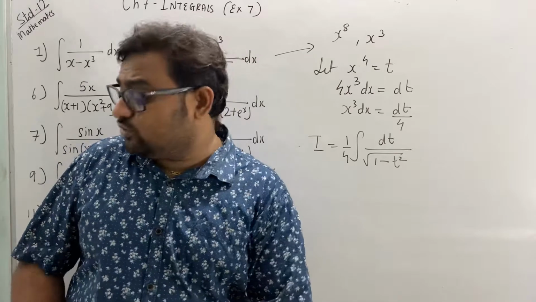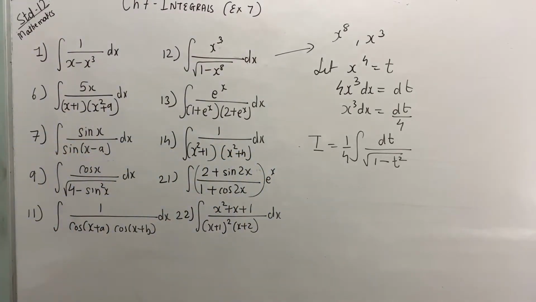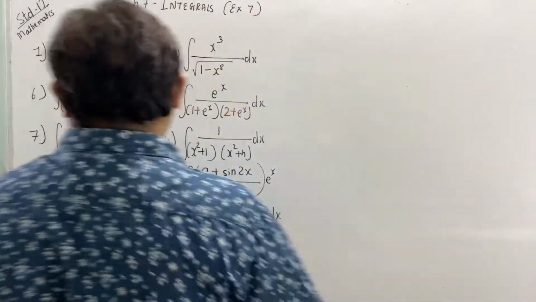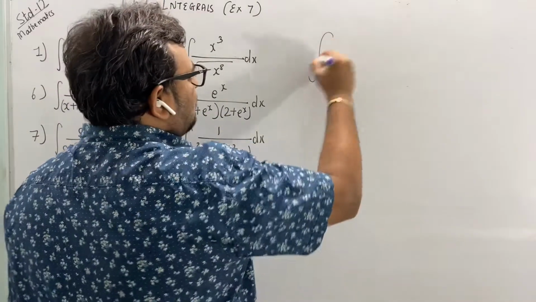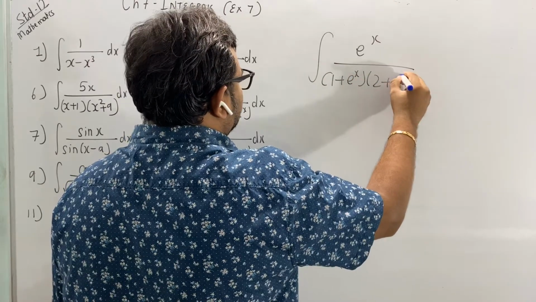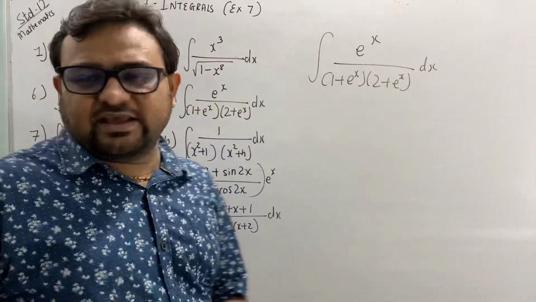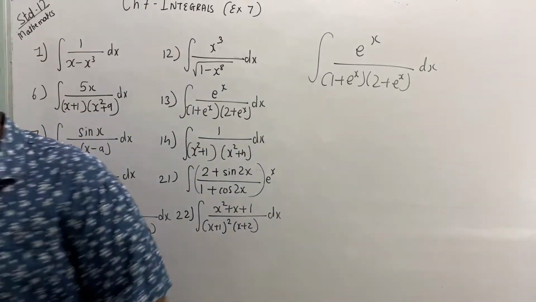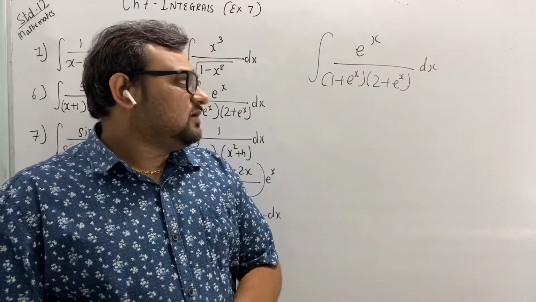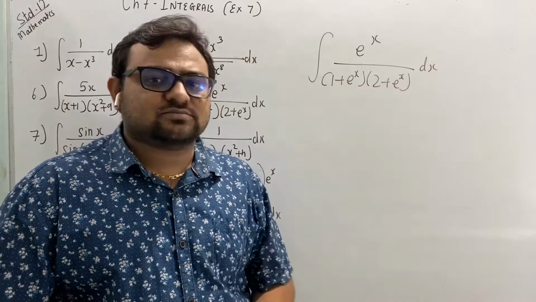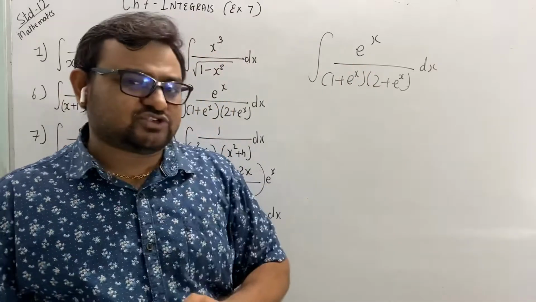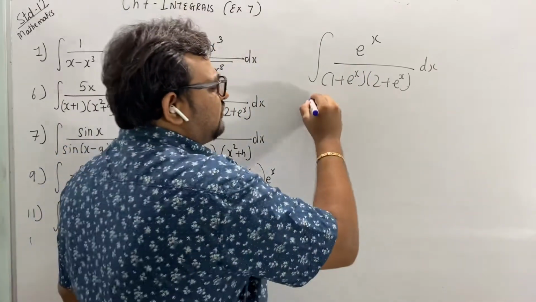Now let's move to the next sum. Next, question number 13. Integration of e raised to x upon 1 plus e raised to x, 2 plus e raised to x dx. Okay, so see how we can solve this. If here it was x, 1 plus x, 2 plus x, it's simple integration by partial fraction. But in the numerator it is also e raised to x. So let's assume e raised to x. So what you have to do?